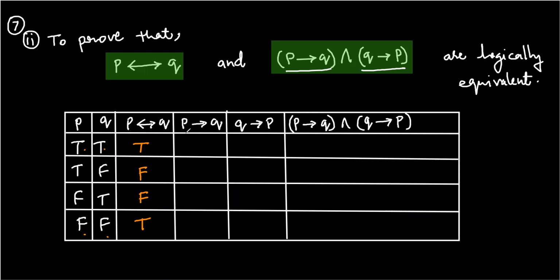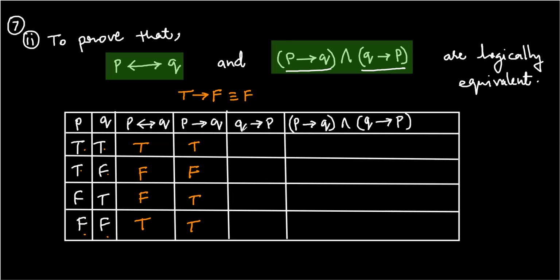In P implies Q, what is the law? The law for P implies Q is if you have true implying false, then it is false. Otherwise, it is always true. So I will have to check whether I have true implies false. So see, true implies false is here, so this will be false, all else will be true.